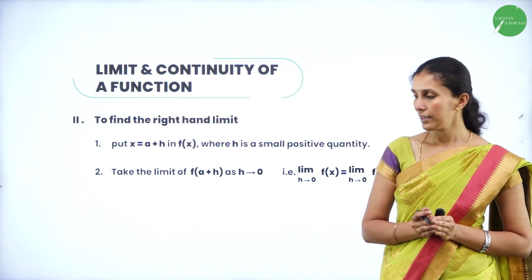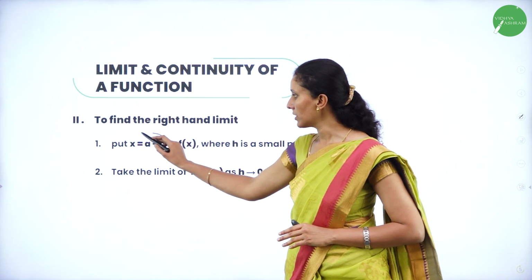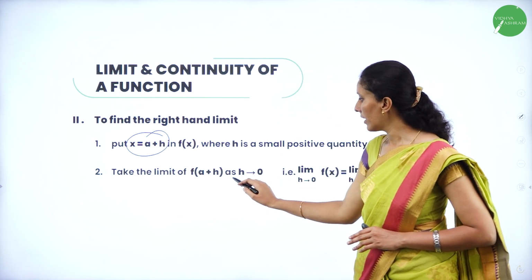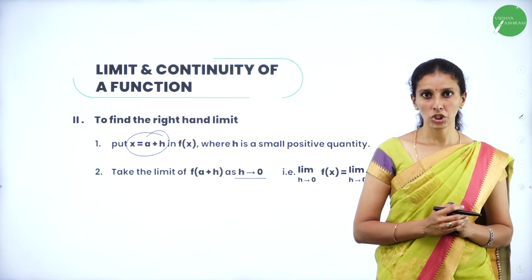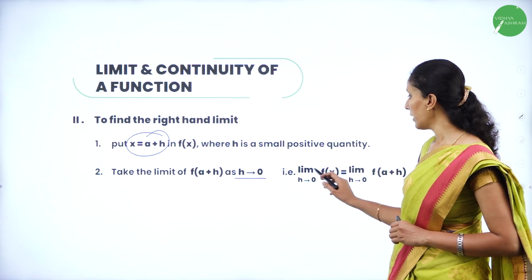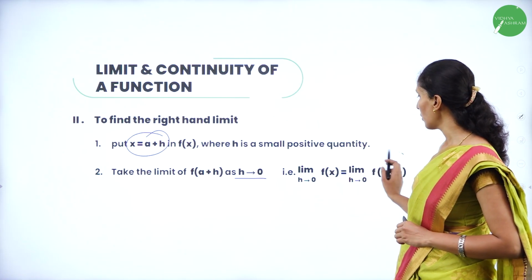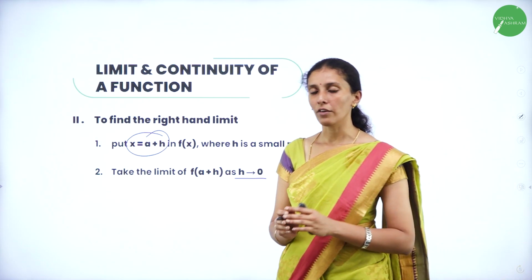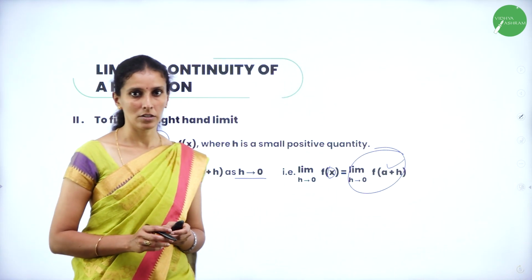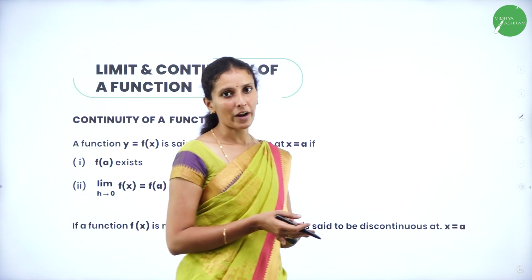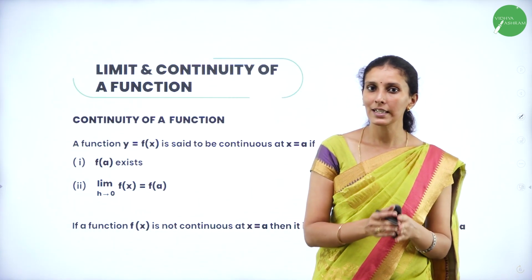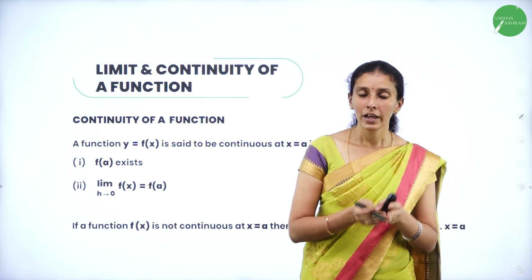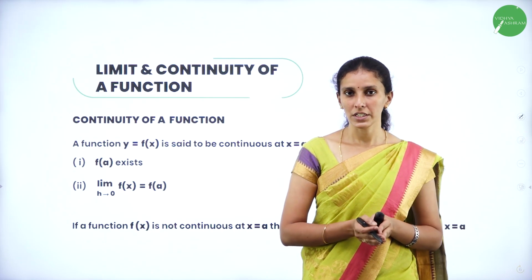Similarly, to find the right hand limit, we have to replace x with a plus h, and we have to substitute as h tends to 0. So therefore, the limit of f of x as h tends to 0, in the place of x you are replacing a plus h, then you can find the right hand limit. Now why are the left hand limit and right hand limit necessary? Because it is necessary to say whether the function is continuous or not.